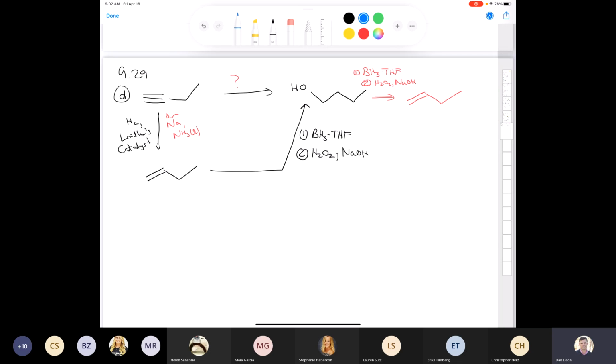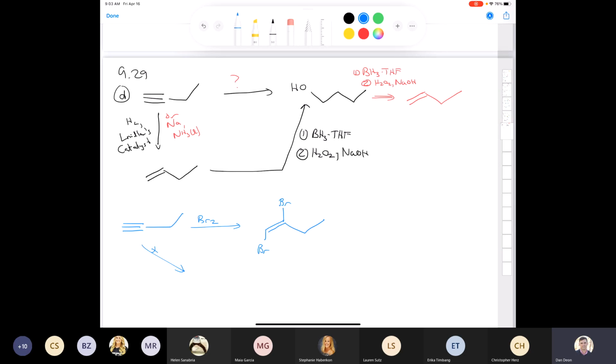A student asked, why can't I just use bromine? So if I start with this, why can't I just treat it with bromine? I'm not sure how that would help us, because if we only used one equivalent of bromine, we would end up with this kind of molecule. But that doesn't get us any closer to anything that's useful.